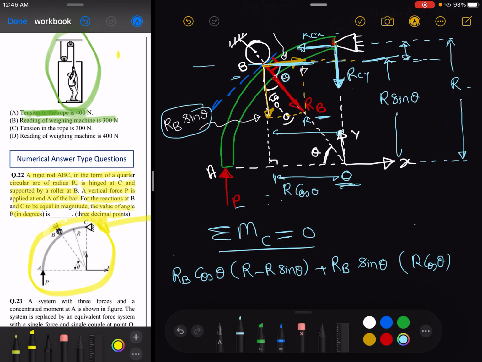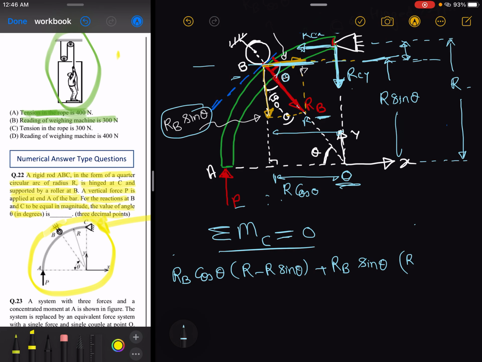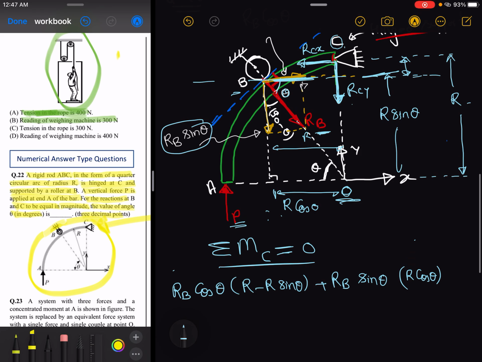Clear? So this is nothing but R cos theta. Clear? And now the external force which I am applying at point A, that is this force P, is also having some moment about point C, and in clockwise direction.